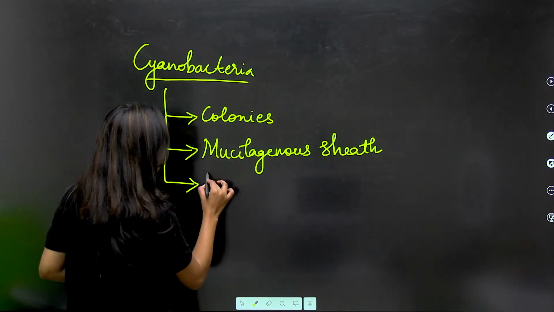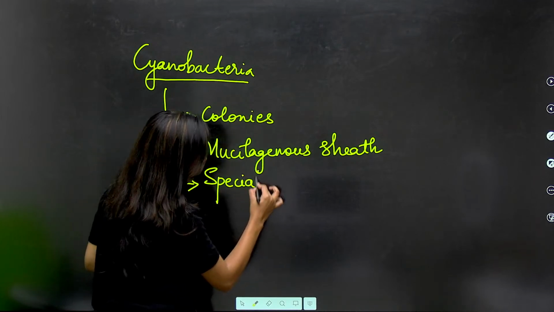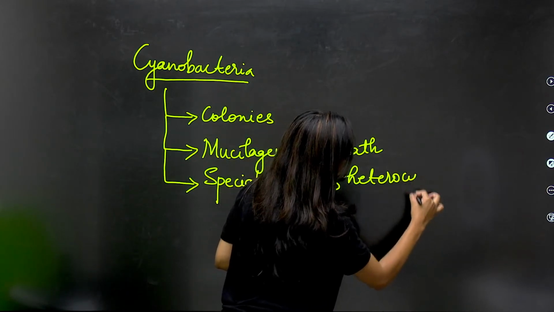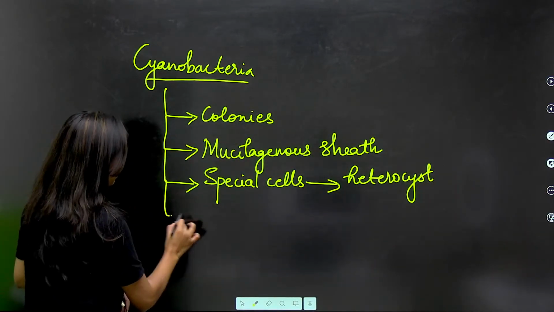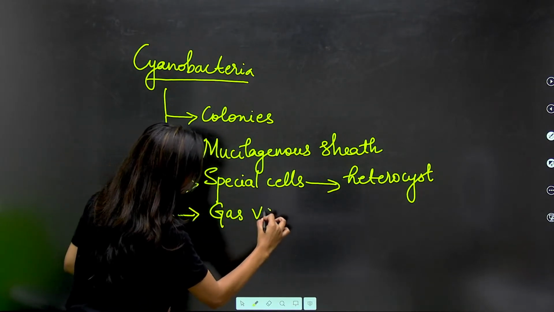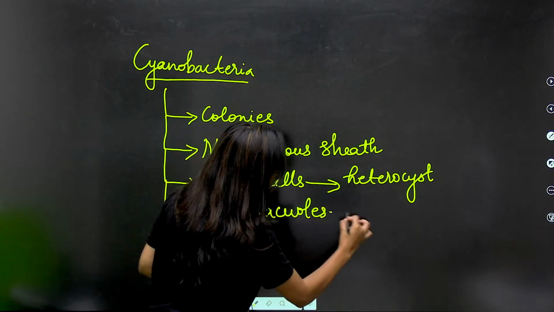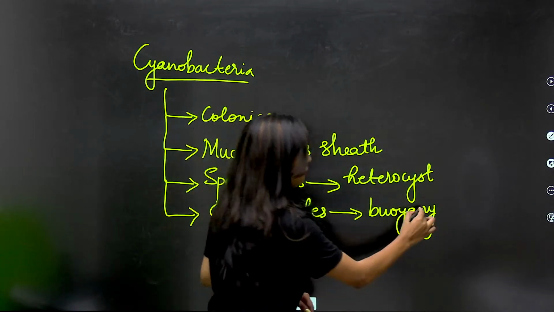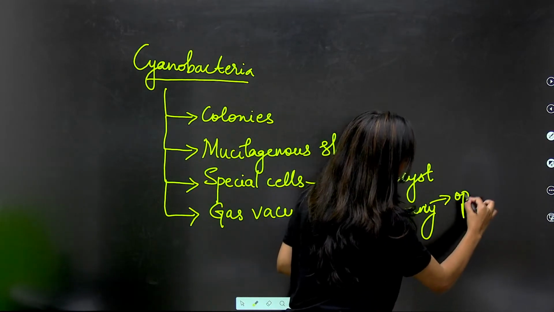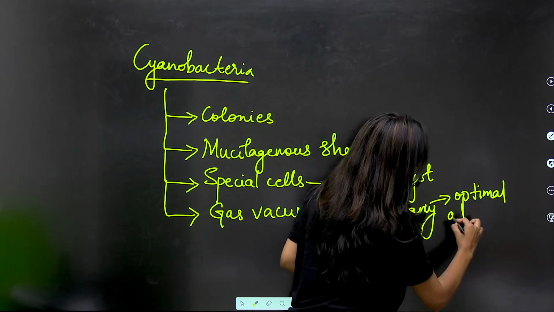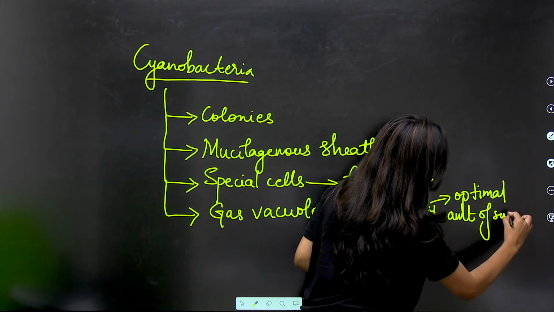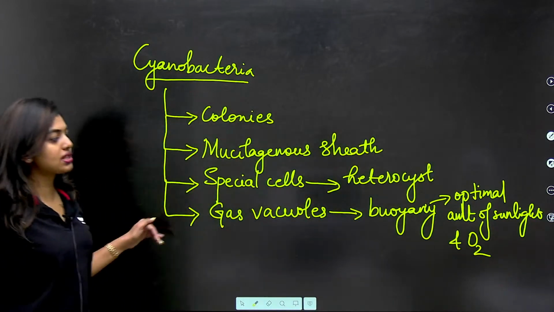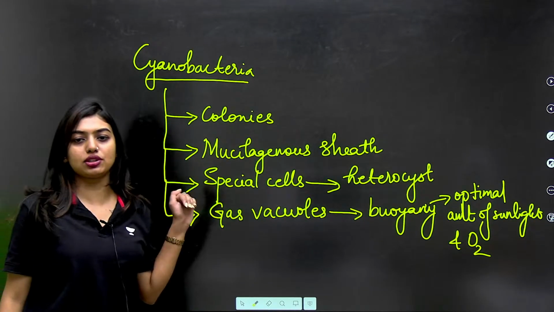Mucilaginous sheath, right. Then we studied special cells that are capable of nitrogen fixation. Those cells are called heterocysts. And then what did we study? They have gas vacuoles that give them buoyancy, and that give them an optimal amount of sunlight and oxygen. I want you all to write this. These are the exceptions that we have studied so far.